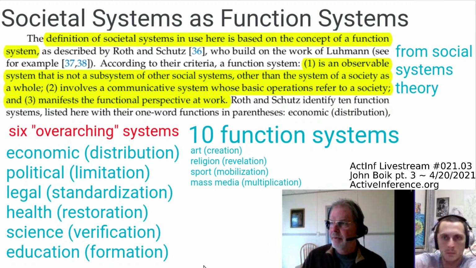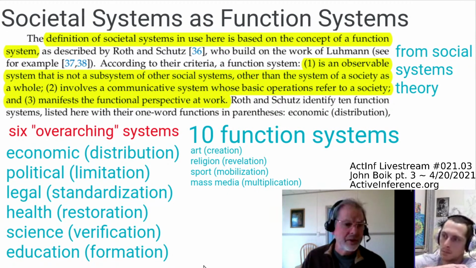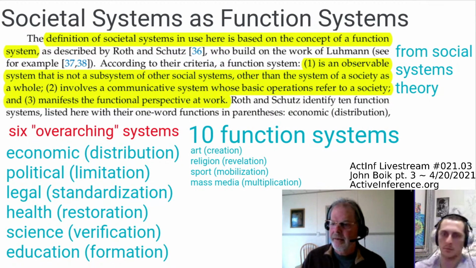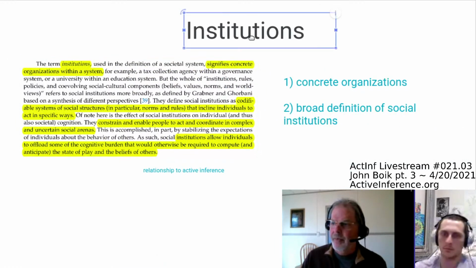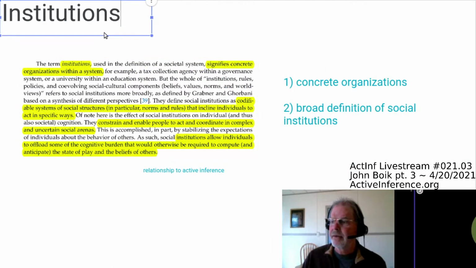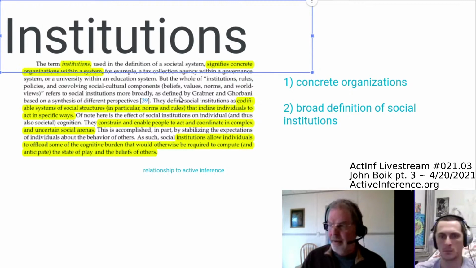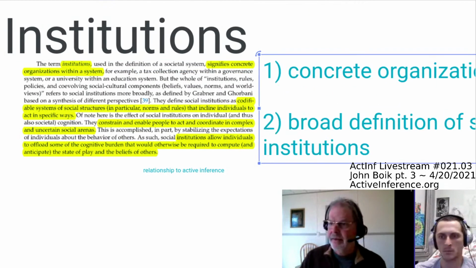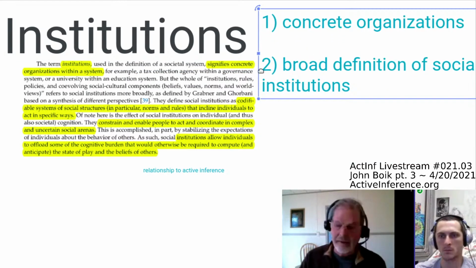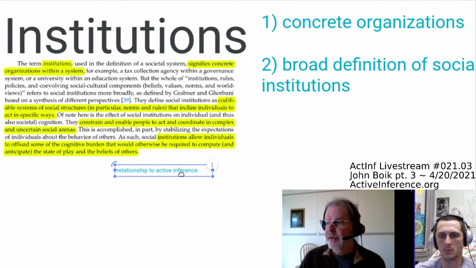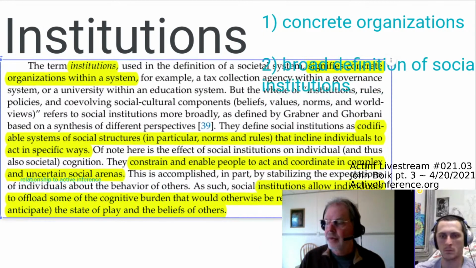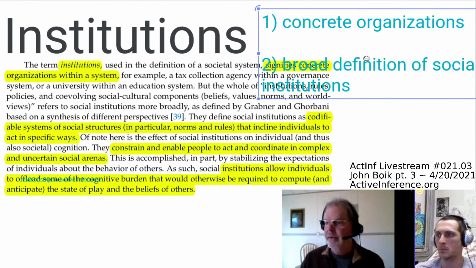So that's what I mean by a function system, and I also use the word societal system, and I also use the word institutions throughout the series, and it's worth spending a little time describing what I mean here. I use the term in 2 senses. One is just concrete organizations, for example, a tax institution inside of a governance system. But the second meaning is more broad. It's more along the lines of a social institution.